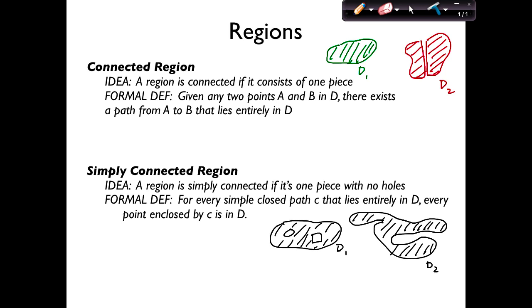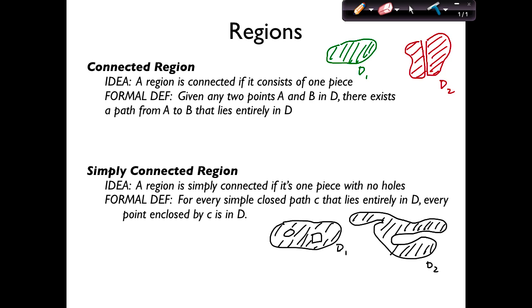Here's the formal definition behind that. Every simple closed path that lies in C, that lies entirely in D. For every simple path that you could draw, it's like a little circulation that's totally within your D, every point enclosed by that circulation is also in D. So is that true for D2? If I make a circulation that stays entirely in D2, will everything inside that little circulation also be in D2?